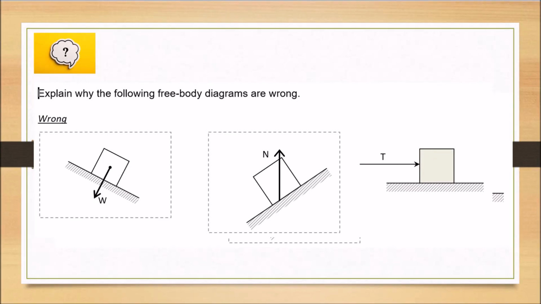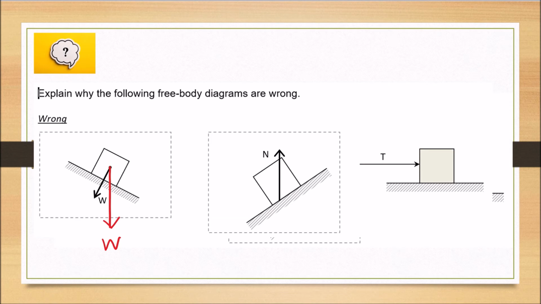So now when you look at this diagram again, do you know what the mistakes are? You can pause to do the question, and then after that play again to see if you'll get the answers right. So now the first one, the weight is drawn wrongly because the weight should always be vertically down. So it should be done this way. So this should be your W. Okay, so this is why it is wrong.